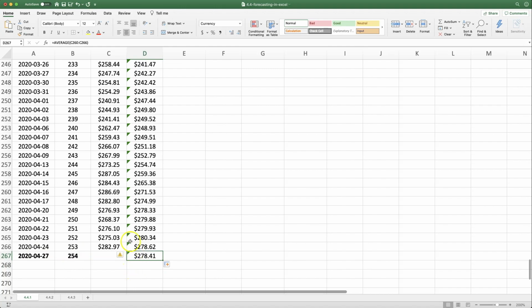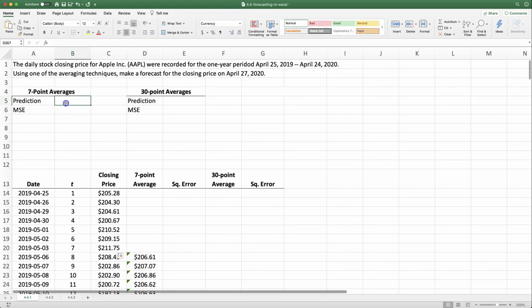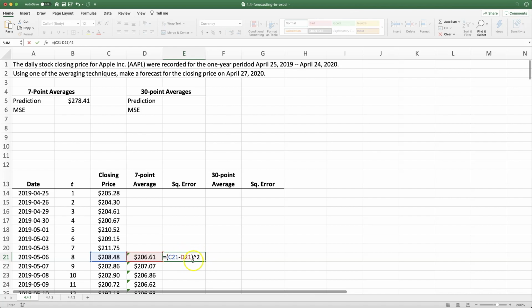$278.41. Take a note that this is stored in cell D267 because I'm going to make a reference to it up at the top here. Let's compute the errors now for this forecast. In the square error column for day 8, we'll take the square of the actual observed closing price minus the forecasted price. That's the error, and then we'll square it. So this is the error of this observation, and then we'll square it to get the squared error.